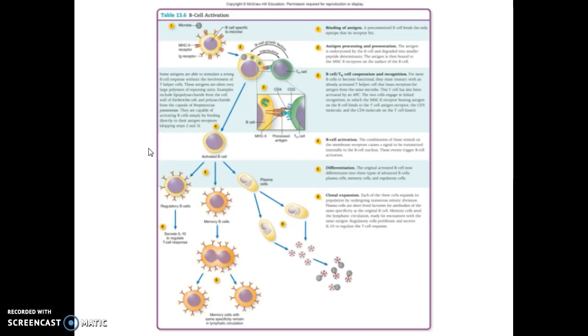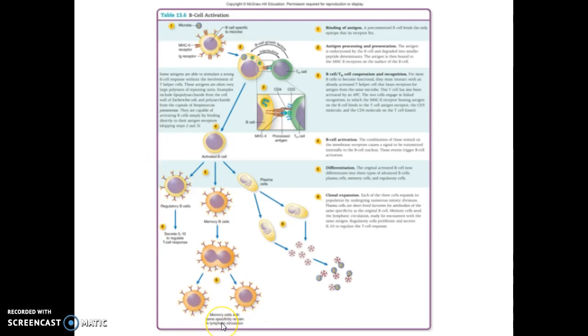Then at that point, we move into step 5, where that activated B cell can differentiate, become a different type of B cell, and the options are going to be a regulatory B cell, a memory B cell, and then a plasma cell. Those are the 3 options. And then you have clonal expansion, and clonal expansion means that those 3 options are just simply going to expand in number. So here you have a group of memory cells.